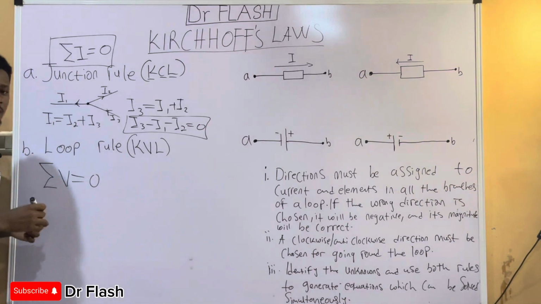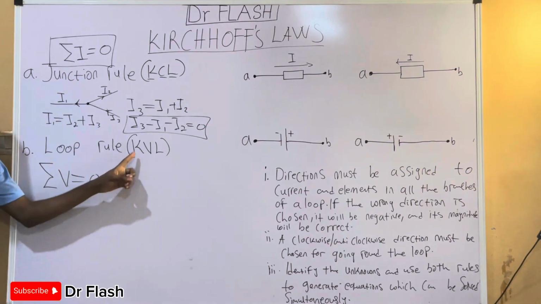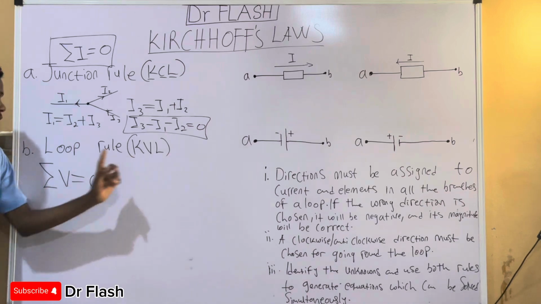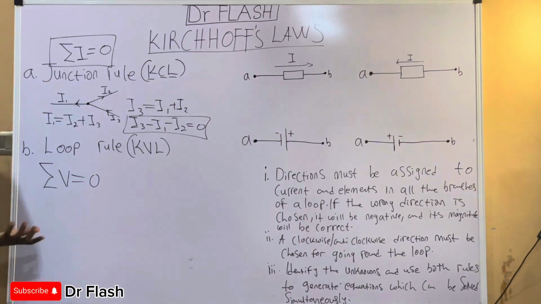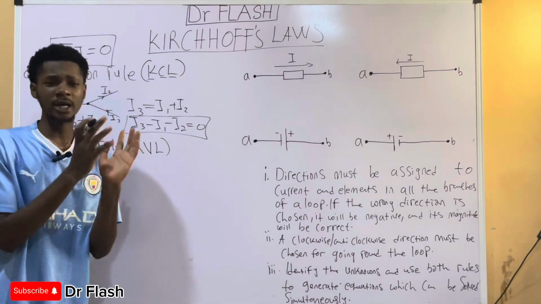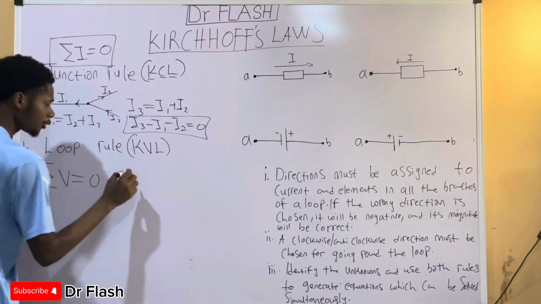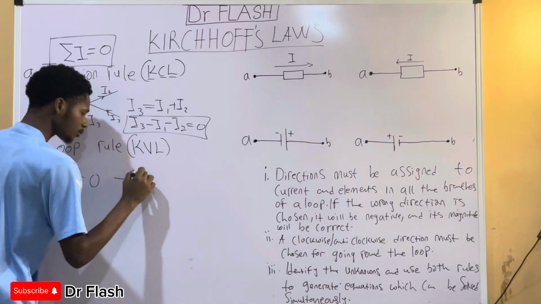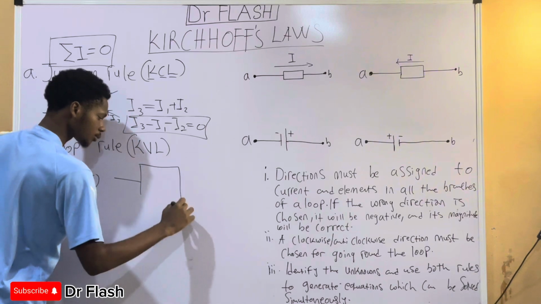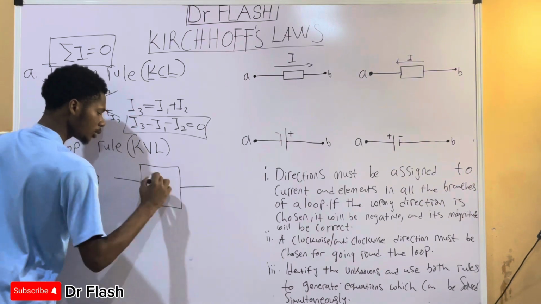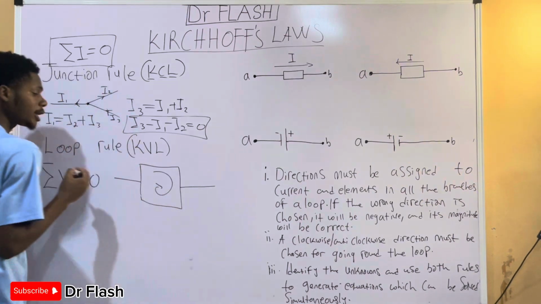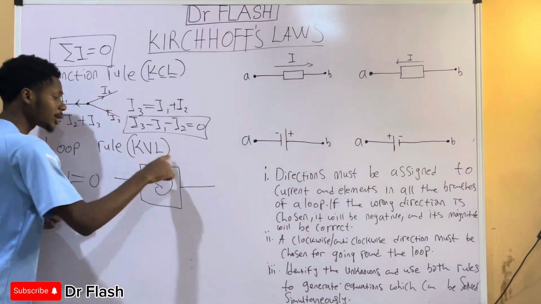Now, how about the KVL? Bring your mind back to the KVL. The KVL, which is the Kirchhoff voltage law, or the loop rule, applies when we are having a loop. A loop is simply a closed section. For example, if we're having something like this, what we're having here is a loop, because it is a closed section.